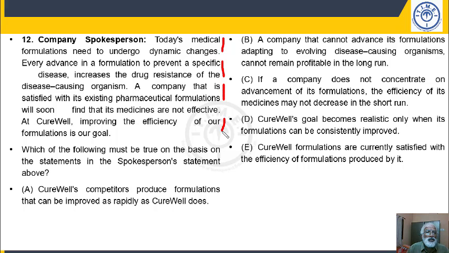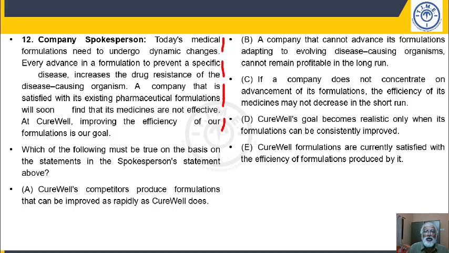So which of the following must be true on the basis of those statements? Then what must be true is that they are actually working to keep pace with changes in disease-causing organisms. A: CureWell's competitors produce formulations that can be improved as rapidly as CureWell does. No relevance to what we're discussing. This guy is not talking about his competition. B: A company that cannot advance its formulations adapting to evolving disease-causing organisms cannot remain profitable in the long run. Already told to us over here, in a slightly different fashion. C: If a company does not concentrate on advancements of formulations, the efficiency of its medicines may not decrease. No, may not increase, not may not decrease.